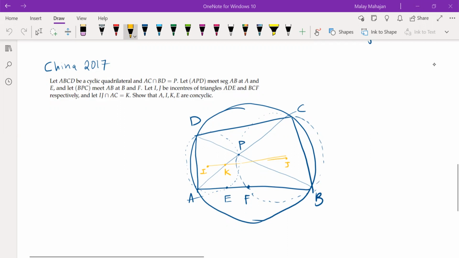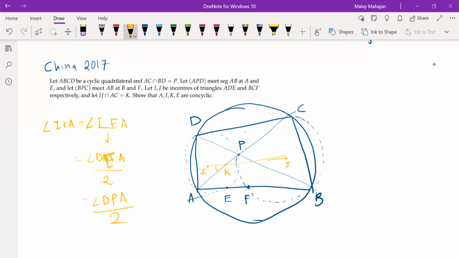Okay, so as Atul said, we want AIKE to be concyclic, that is angle IKA to be equal to angle IEA. But IEA is angle DEA by 2 because I is the incenter, and DEA by 2 is DPA by 2. So you want to show that angle IKA is half of angle DPA.